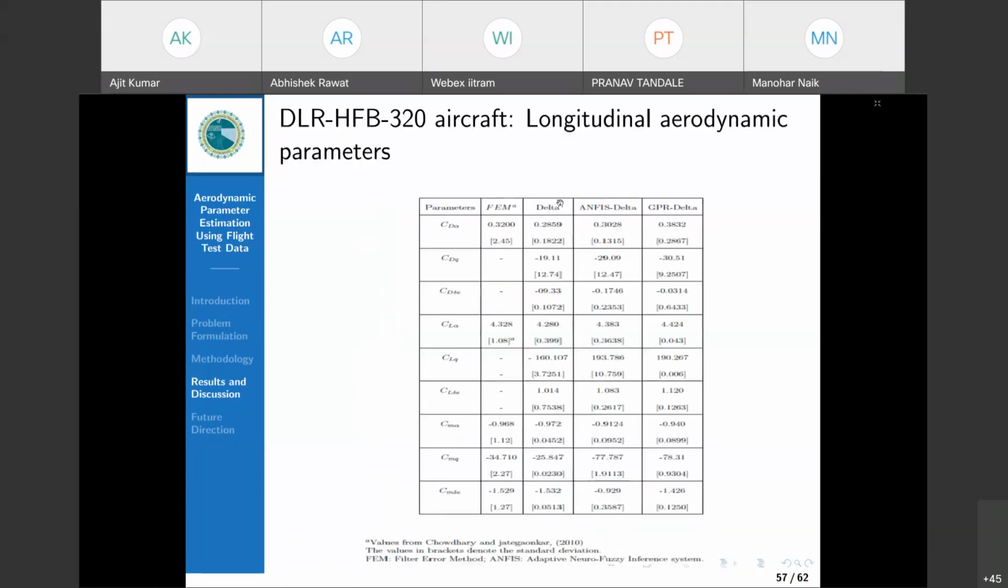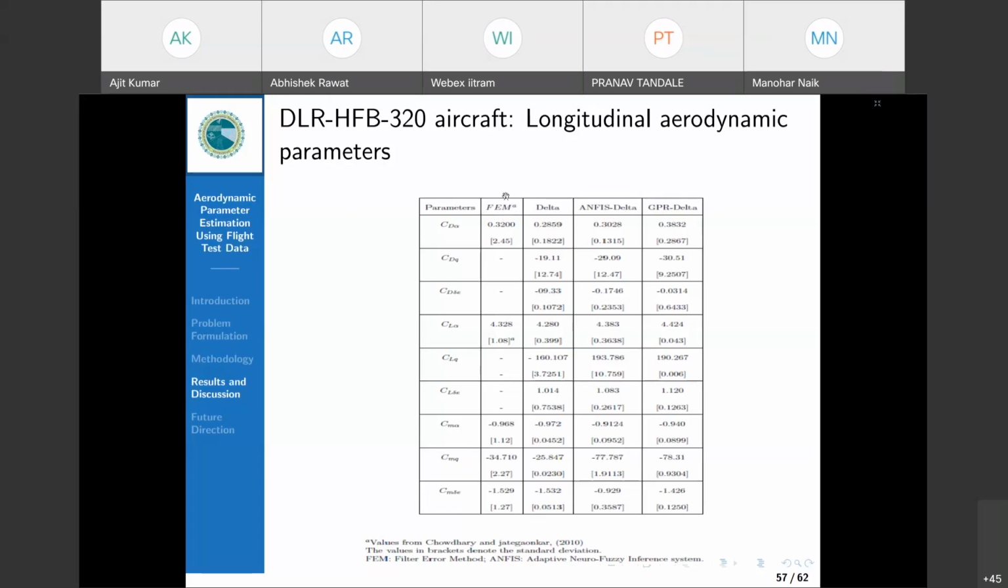So now we have the results from the delta method, ANFIS delta, and GPR delta method. And we have compared the results for this aircraft with FEM, which is filter error method. I am also making sure that we have discussed the traditional methods, meaning least squares, maximum likelihood estimation, Bayes parameter estimation, and also filter error method based parameter estimation. So here is FEM in the first column, then delta, ANFIS, and GPR.